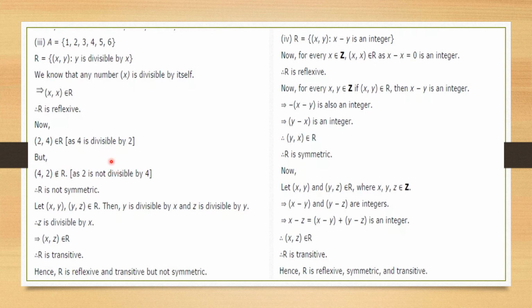So you should also learn these examples because it will help you if somebody asks you a question like: give an example of a relation which is both reflexive and transitive but not symmetric.